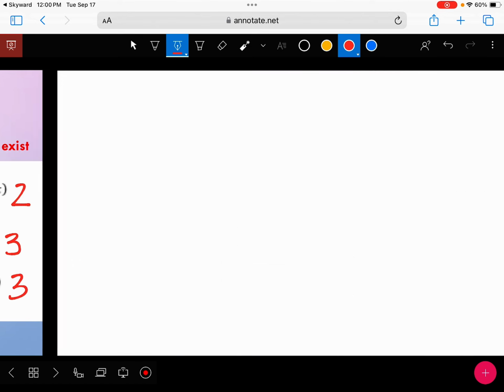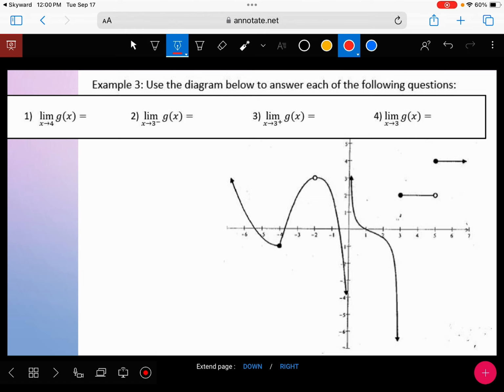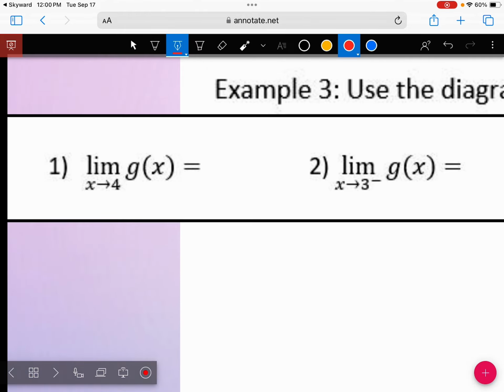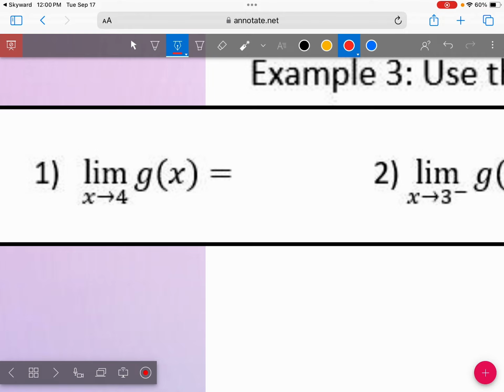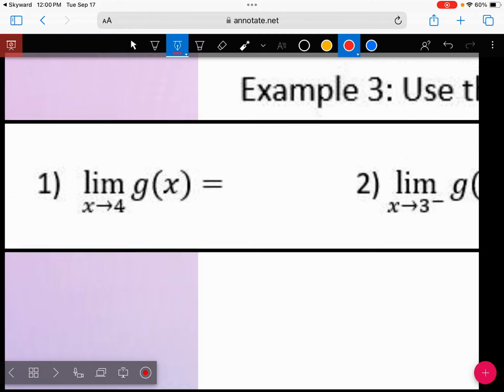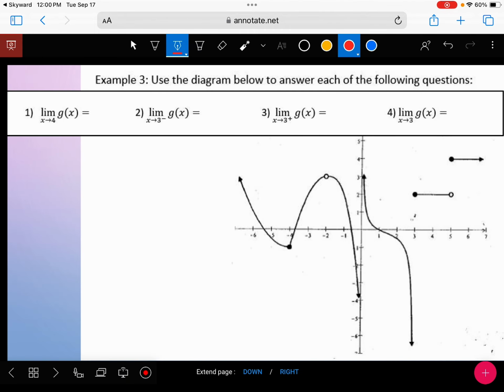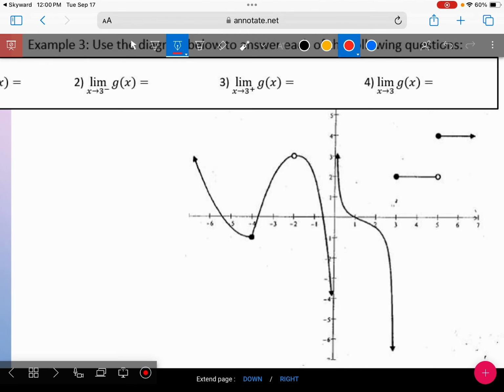All right, let's keep moving. So now let's look at a different graph. Now we got more stuff happening here. So let's look at this one. What this is asking you is the limit at 4 for number 1. So let's see what's happening at 4. At 4, which would be right here, it looks like it's continuous. Would you agree? At 4 is continuous. So what would be my limit? What is that point? 2.